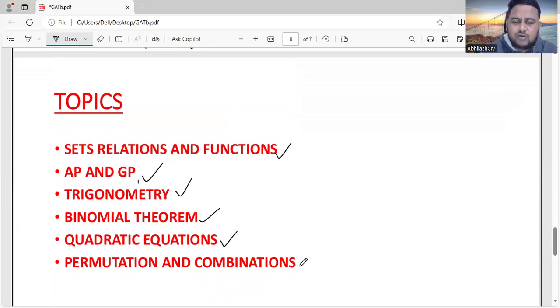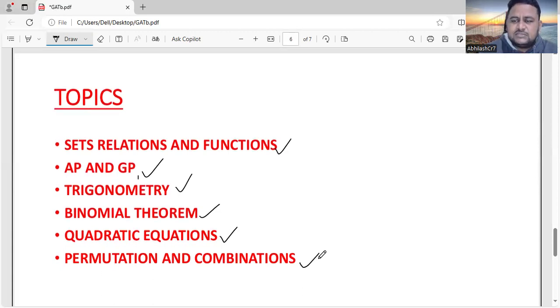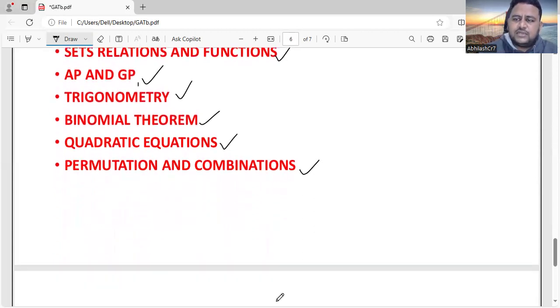Next is permutation and combination. Permutation and combinations, I told you, is a very important chapter. If you have to understand probability, then permutation and combinations becomes important.